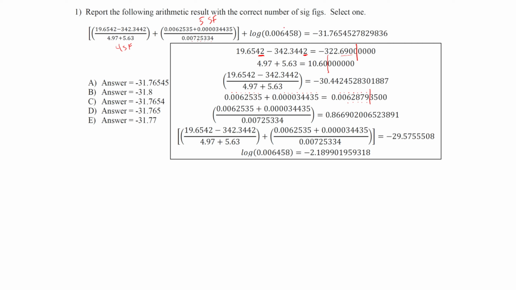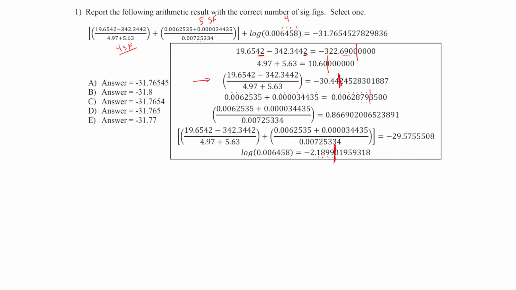What about this logarithm? Well, we have 1, 2, 3, 4 sig figs, which means when we do this logarithm with 4 sig figs, we have to keep 1, 2, 3, 4 after the decimal place. Okay? So that's what we have. So there it is. So let's look at the math for this first expression here, which is 4 sig figs.